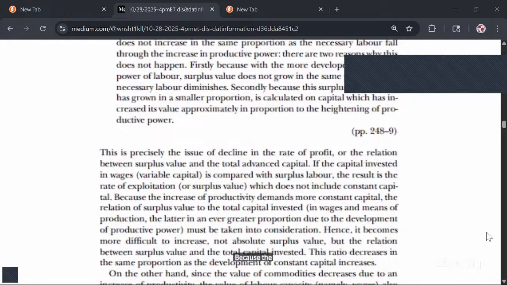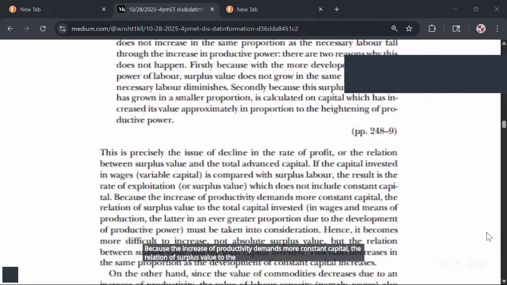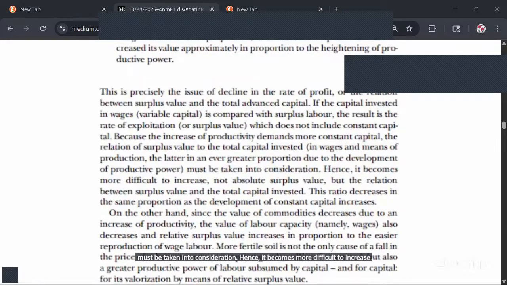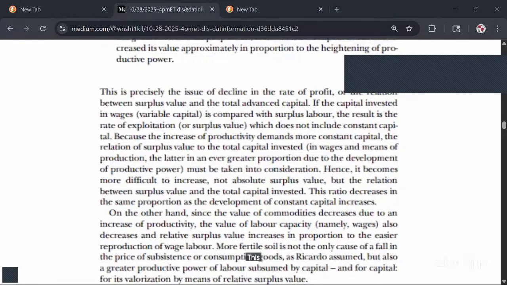Because the increase of productivity demands more constant capital, the relation of surplus value to the total capital invested in wages and means of production, the latter, that is, means of production, in an ever greater proportion due to the development of productive power, must be taken into consideration. Hence, it becomes more difficult to increase not absolute surplus value, but the relation between surplus value and total capital invested. This ratio decreases in the same proportion as the development of constant capital increases.